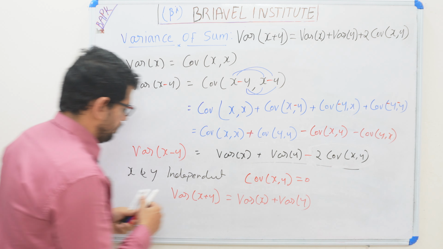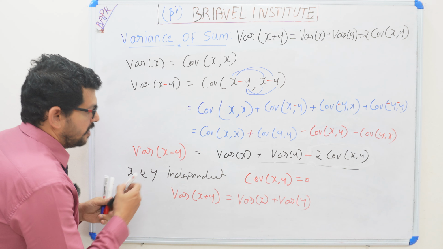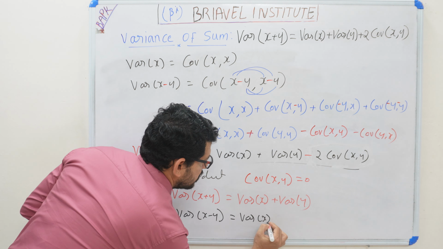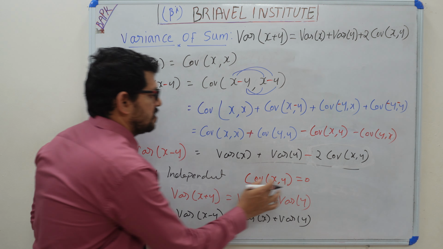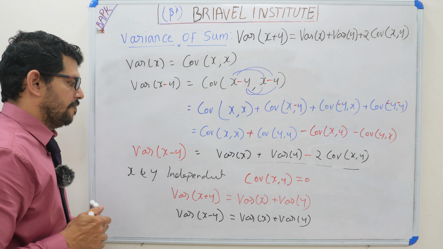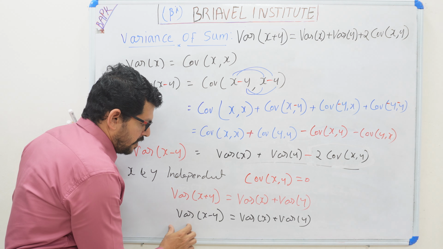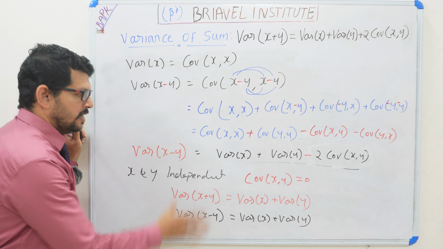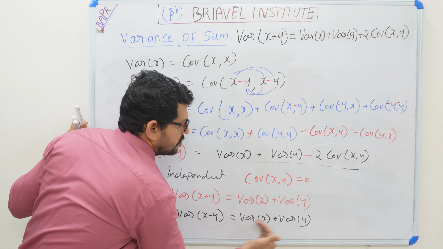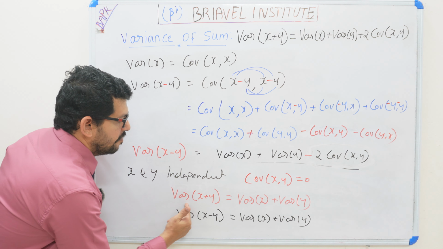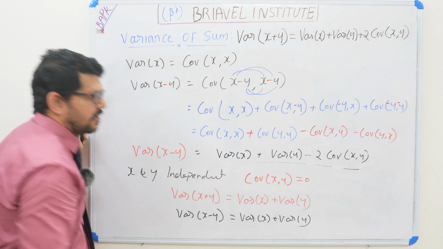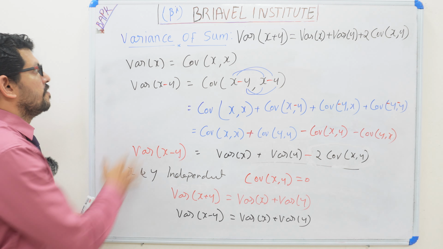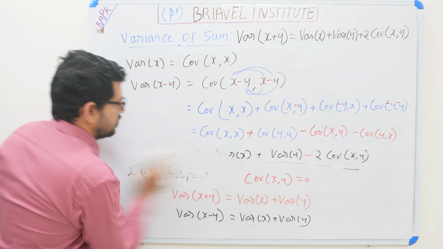If x and y are independent, then variance of x minus y is equal to variance of x plus variance of y. There are no covariance terms; the covariance term is 0. So if it is independent, variance of x minus y and variance of x plus y are both the same. When it is independent, we just add: variance of x plus variance of y is equal to the variance of x plus y or variance of x minus y. Both are equal when it is independent. So that is the basic of the variance of a sum. We can solve some problems and we will understand.